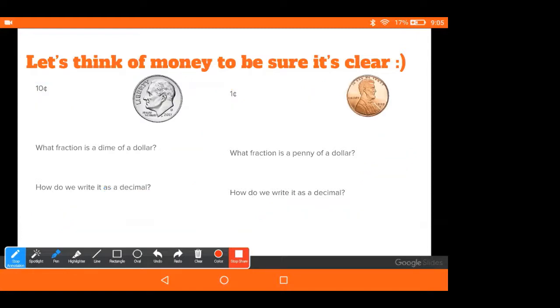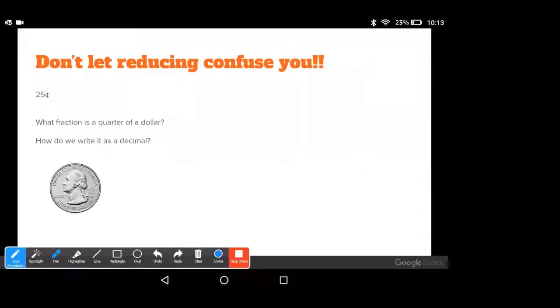Okay, and then let's look at the quarter. So 25 cents, a quarter. So what fraction is a quarter of a dollar? How many quarters do you need to make a dollar? Well, if you were counting it out, you would need 4 quarters. So what fraction is a quarter of a dollar? It's 1 out of 4, because you have 1 quarter, you need 4 to make a whole.